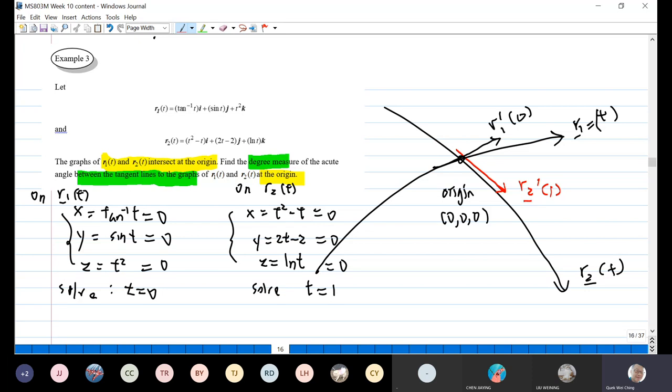And what question one is actually asking is to find the angle between them. So I want this angle. Basically they want this angle. This is what question three is all about. First of all, you must understand when they intersect at the origin, when does it happen? The first graph happens at t equals 0. The second graph happens at t equals 1. So this is not really a collision here. It means they don't go to the same point at the same time. They go to the same point at different times. This is the first part, how you understand the question.